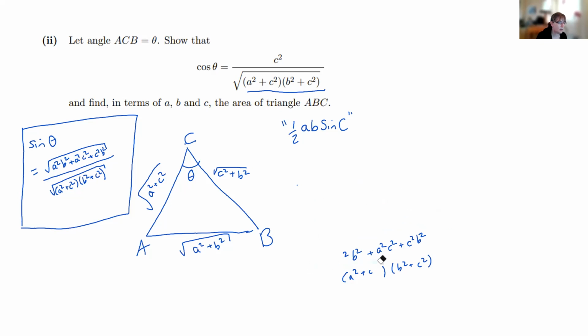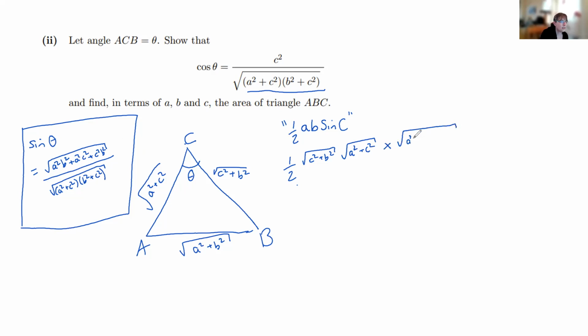At the moment, there's a little bit of me hoping that all of the algebra is going to work out nicely, because at the moment it looks like it's going to be slightly messy. So substituting into here, we have a half. Length A is this length, the square root of c squared plus b squared. B is this length, so that's the square root of a squared plus c squared. This is now looking quite nice. And sine theta is this thing, so that's the square root of a squared b squared plus a squared c squared plus c squared b squared all over the square root of a squared plus c squared, b squared plus c squared.